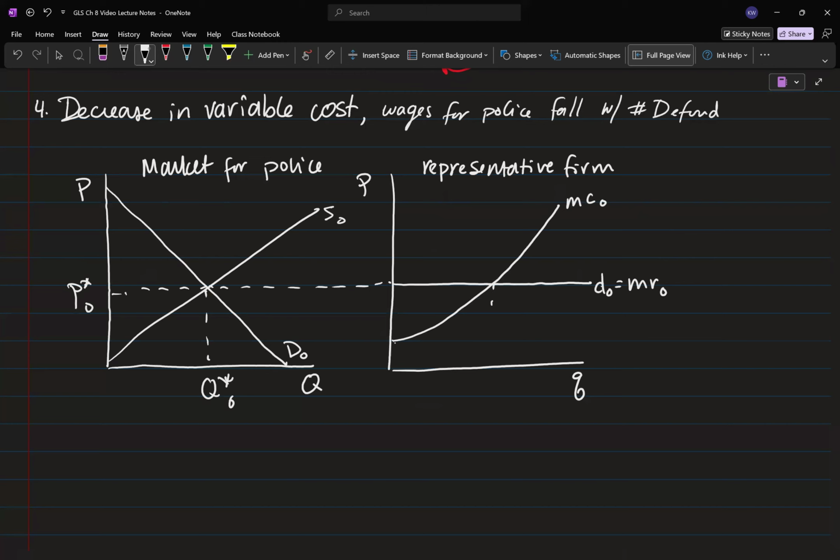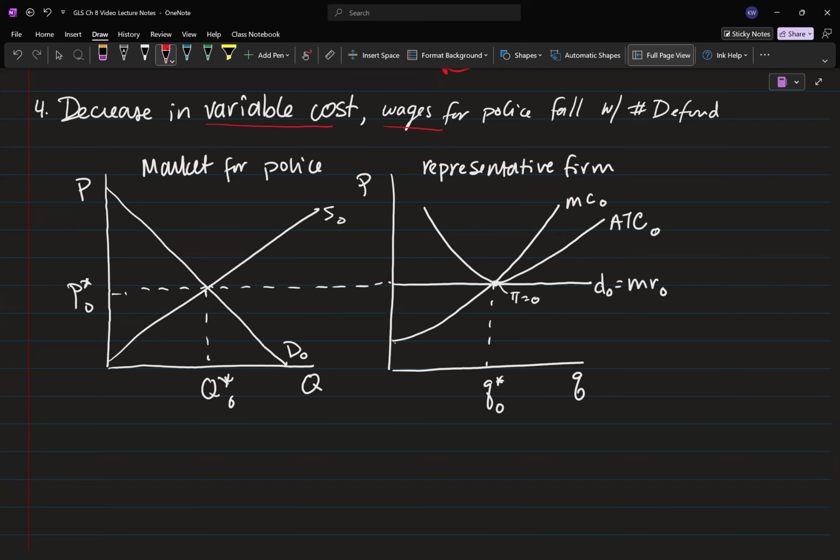Their marginal cost curve is going to intersect with their marginal revenue curve and show us how much output, how many hours offering police services will maximize their profits. And then finally, the average total cost curve is going to be tangent to the marginal revenue curve at the point that it intersects marginal cost, showing us that we are in long run equilibrium. Okay. So now we can go into that short run analysis and see what happens when we have a decrease in variable costs, and in this case, a decrease in wages.